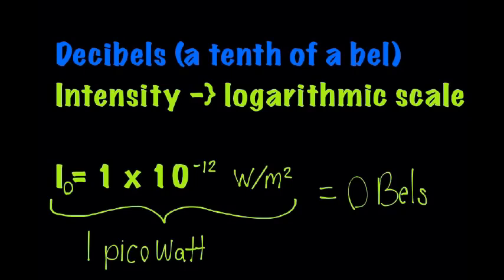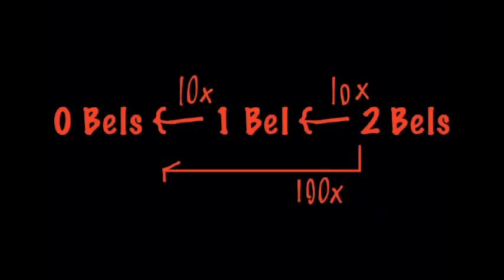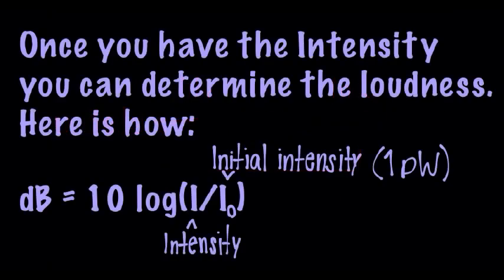The scale starts with the initial intensity of 1 picowatt, or 1 times 10 to the negative 12 watts per meter squared, which is 0 bels. So, on this scale, a sound that is 1 bel is 10 times as intense as one that is 0 bels, and a sound that is 2 bels is 10 times as intense as 1 bel, but 100 times as intense as 0 bels. To calculate loudness when you have intensity, first you take the base 10 logarithm of the intensity over the initial intensity, which is 1 picowatt, or 1 times 10 to the negative 12 watts per meter squared. Then you multiply your answer by 10 to get your decibel level.